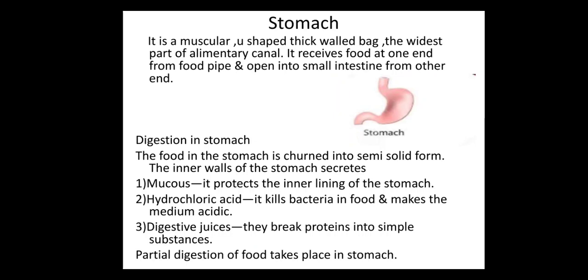Mucus protects the inner lining of the stomach. Hydrochloric acid, that is HCl, kills the bacteria in food and makes the medium acidic. Digestive juices break protein into simpler substances. Partial digestion of food takes place in stomach.